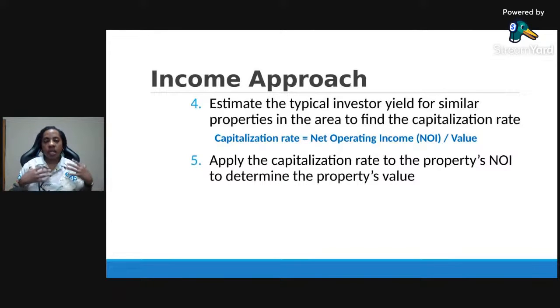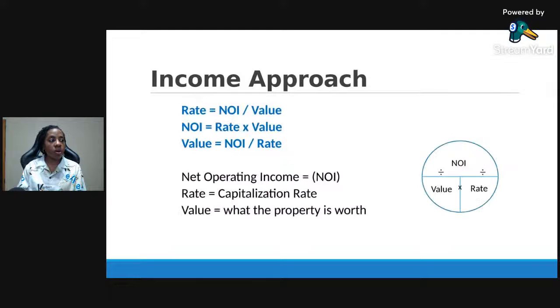So let's say the appraiser has done that and the appraiser has picked the rate of return. Now we would work this formula backwards and help us figure out what the value is. So here, our rate would be NOI divided by value. Okay, what I just showed you on the previous screen. So if we wanted to find the value, the third one, it would be the NOI divided by the rate.